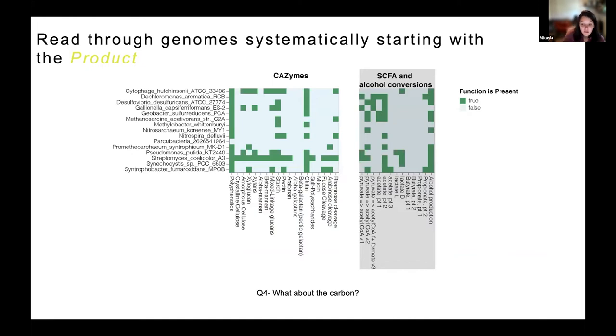Our next question might be, what about the carbon? Organisms also need carbon to make a living, and we can also get this information from the DRAM products. We have short chain fatty acids profiled, things like acetate, lactate, and butyrate. And then we also have carbohydrates. These calls in the DRAM product allow users to profile the carbohydrate substrate utilization profiles for the input genomes. Here I'm showing you the carbohydrates. The genomes are along the side, and then different types of substrates that can be utilized, so starch, pectin, et cetera.